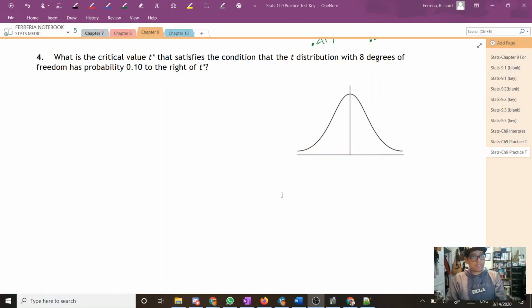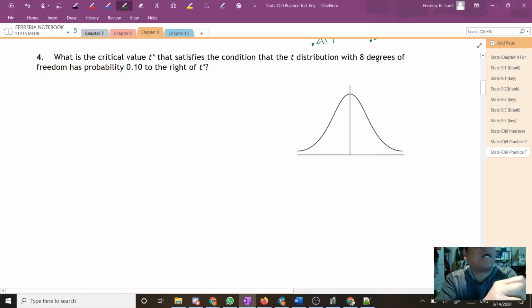Number 4: what is the critical value T star that satisfies the condition that the T distribution with 8 degrees of freedom has a probability of 0.01 on the right of T star? All right. So I was smart this time and I copy and pasted a T-curve on here. So let's figure out where exactly we would have an area of 10% on the right of T star. Well, I'm just going to estimate that right here. So this area right here, yeah, sure, that looks like 10%.